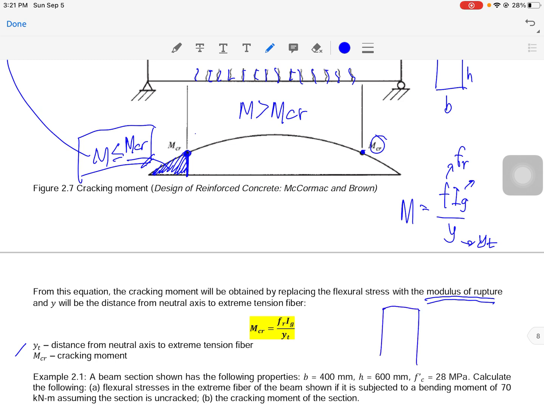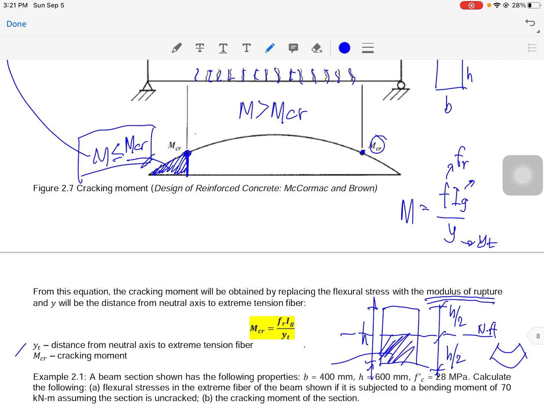So if you have a rectangular beam, say this is H, and this is the neutral axis, this is H over 2, then H over 2, and this is subject to positive moment. Therefore this is the tension side, so this is your yt here. So your yt is H over 2. Take note of the definition of yt. Then Mcr is the cracking moment.